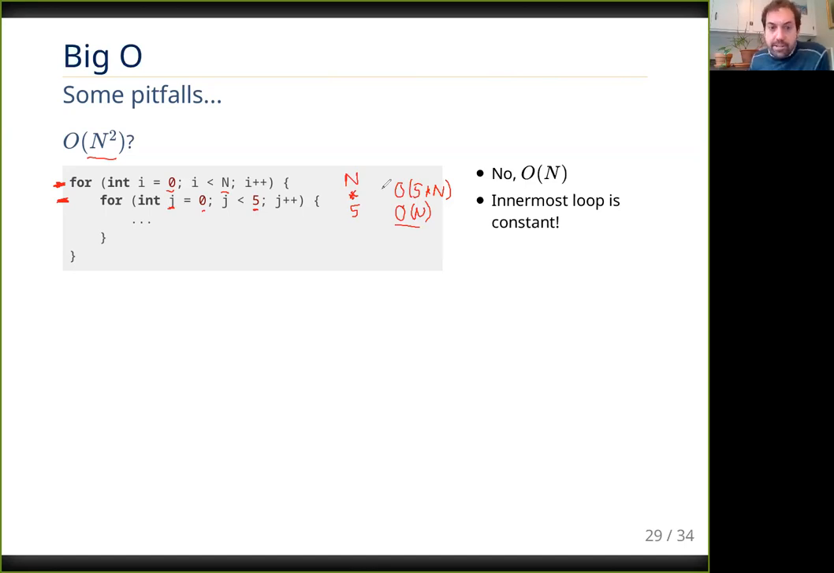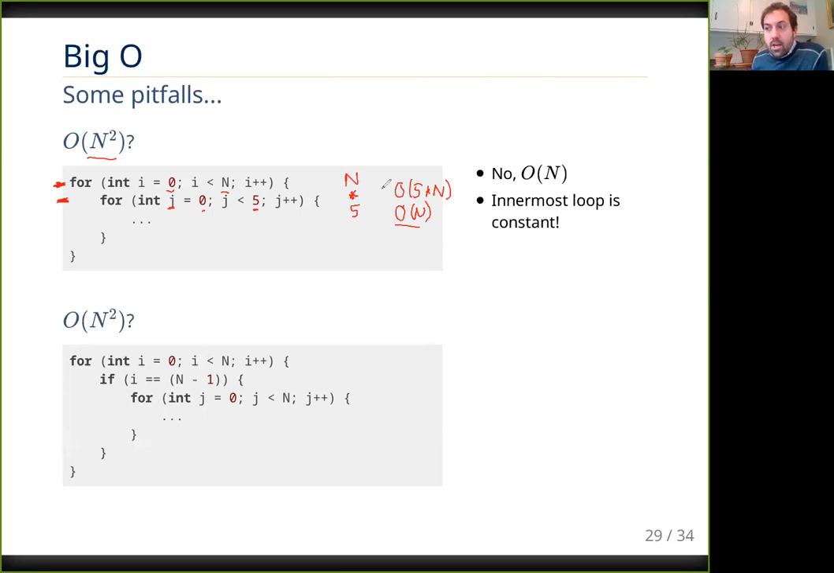Let's look at another example here. So again, you see two nested for loops. The first one is the same as before. We have an index i from 0 to n. So the number of iterations will grow proportionally to the input size.